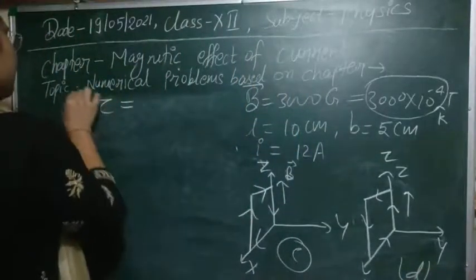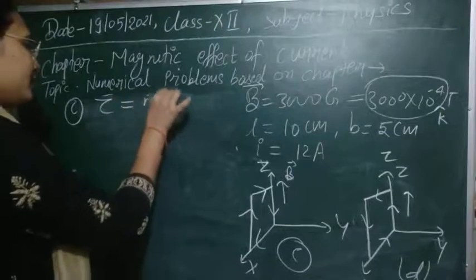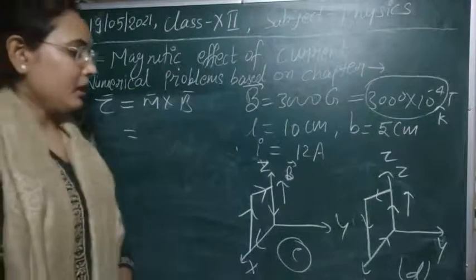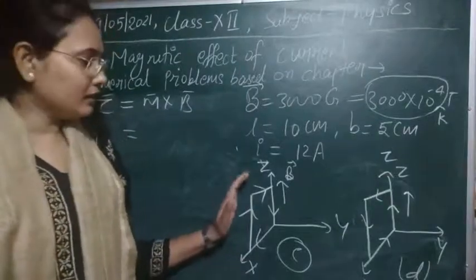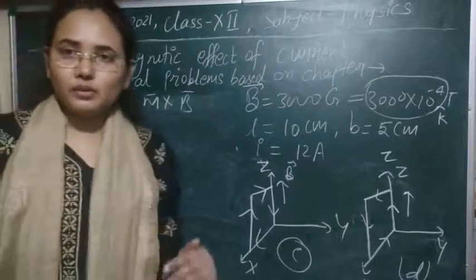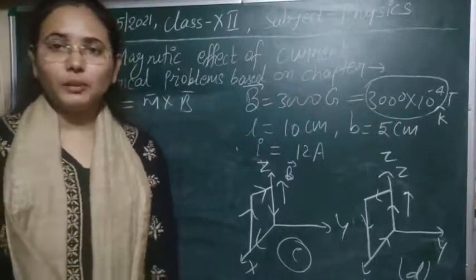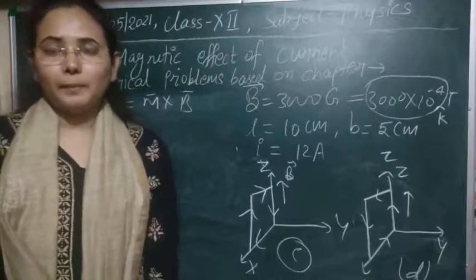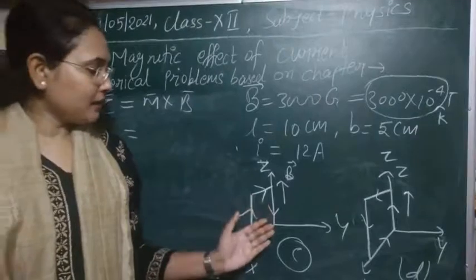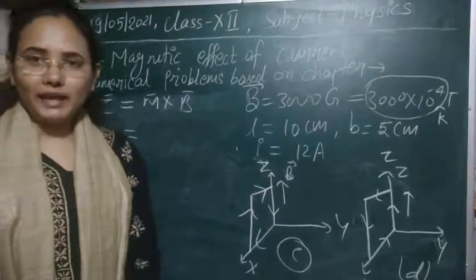So for case C we will talk first, and torque is given by vector m cross B. Let's see the direction of vector m. If we have this loop in the z-x plane, then, as I just told you, we can easily find the direction of the magnetic moment, which is perpendicular to the plane of the loop. So as the plane of the loop is the z-x plane, its perpendicular will be the y-axis here.